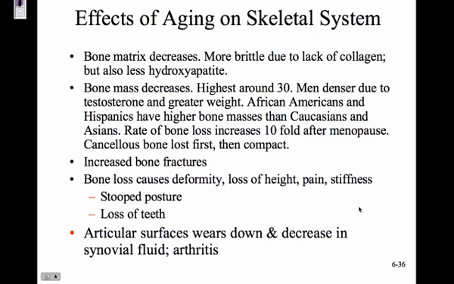The bone loss can cause deformity, a loss of height, pain, and stiffness. So you have a stoop posture when you see older people that have kind of a hunchback because of bone loss. Your maxilla and mandible get weak and brittle, and you can lose teeth. And then the articular surface at your joints wears down, and there's a decrease in synovial fluid, which helps reduce the friction. So you just get a lot more friction, a lot more pain in your joints, which is where arthritis would come in.